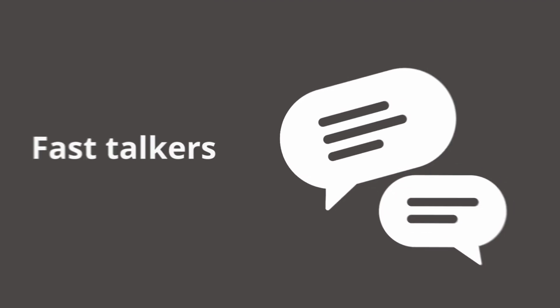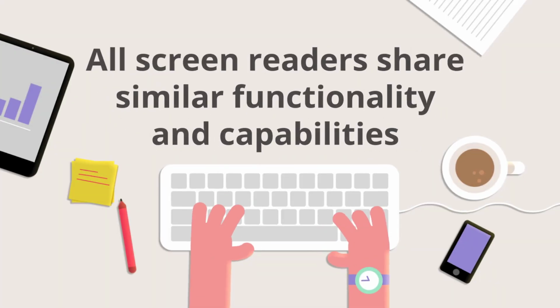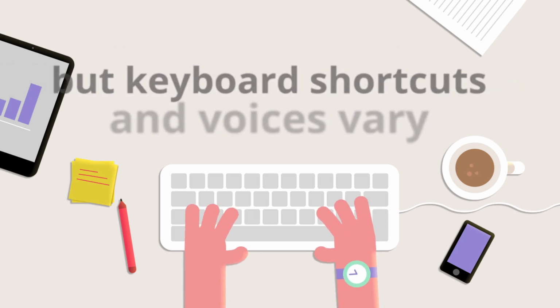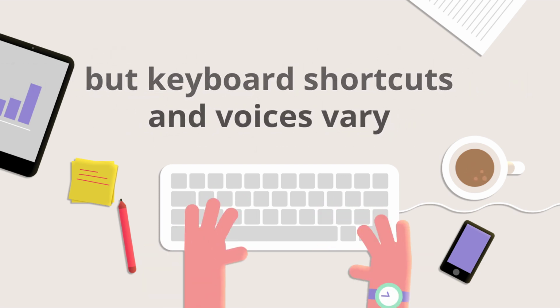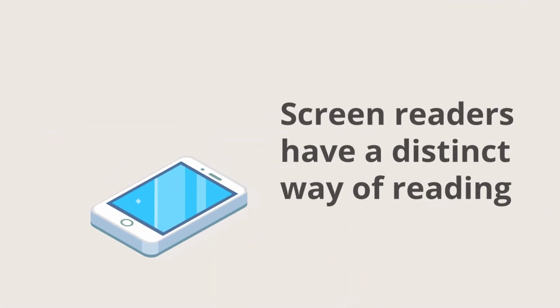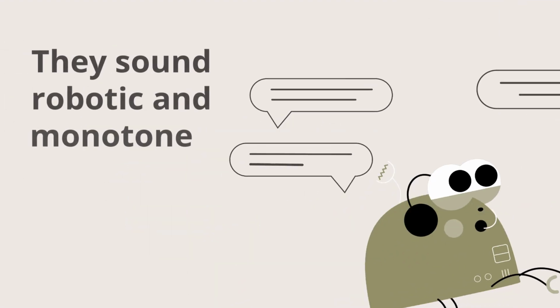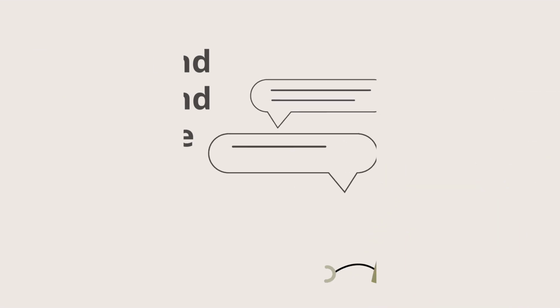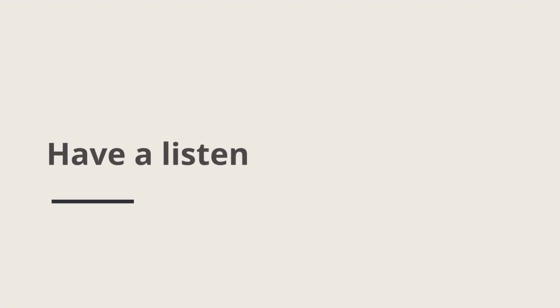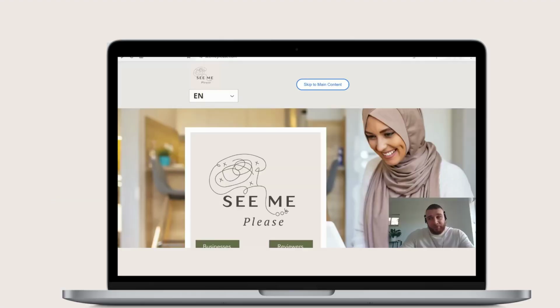And hey there, Fast Talker. All screen readers share similar functionality and capabilities. But keyboard shortcuts, as well as voices, can vary between products. Screen readers have a really distinct way of reading. They sound monotone, and maybe even robotic. Experienced users often like to crank the speed right up. Jamal will share his default preferences. Preferred voice. This is my preferred speed. Let's just get straight into it.